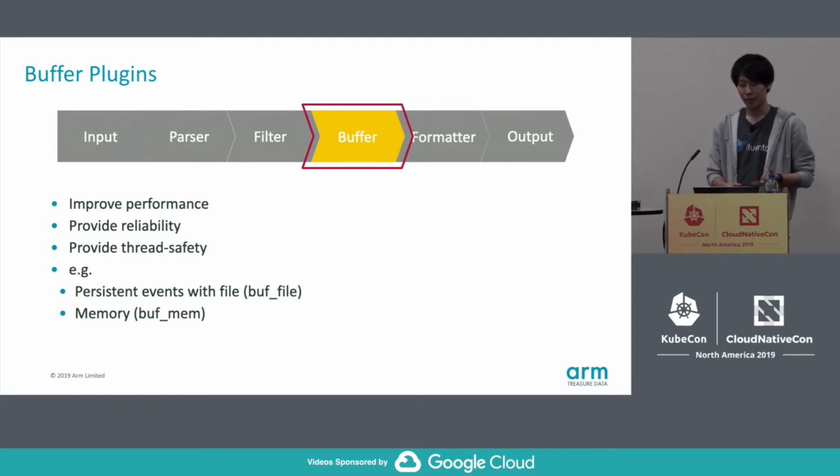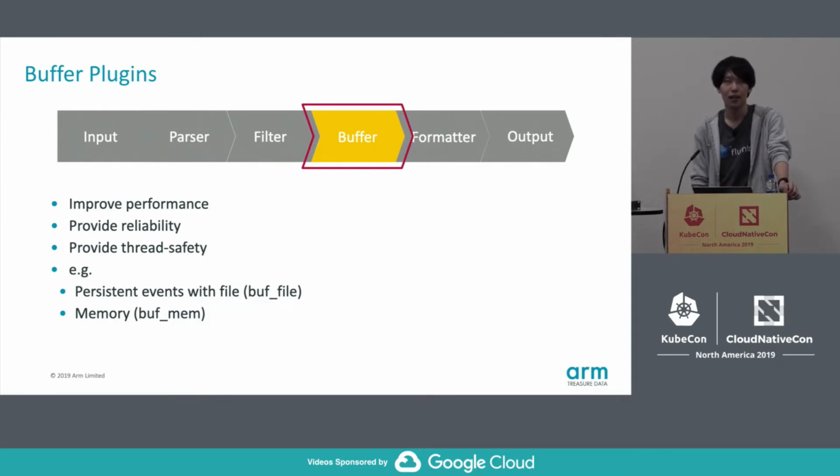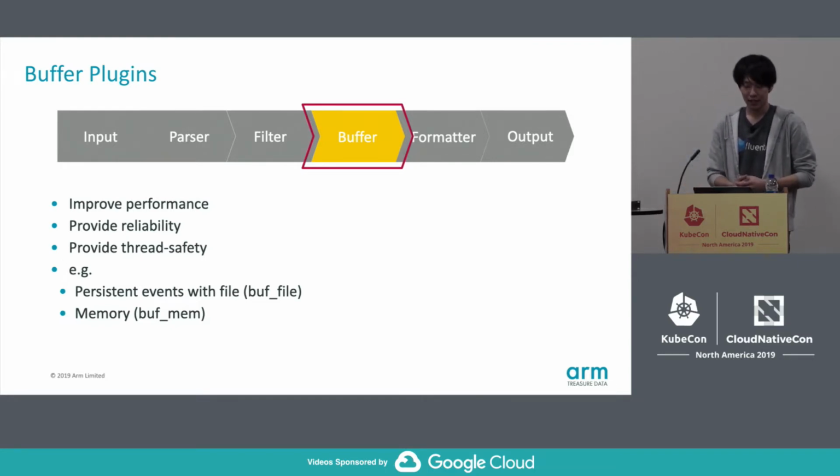Fluentd provides file buffer, file single buffer, and memory buffer plugins. File single buffer is a new plugin we introduced in version 1.7. It works faster than file buffer, but it has some limitations. We recommend that the file buffer plugin or file single buffer plugin be used in your production environment since they store data on persistent disk. It avoids data loss when Fluentd stops unexpectedly.